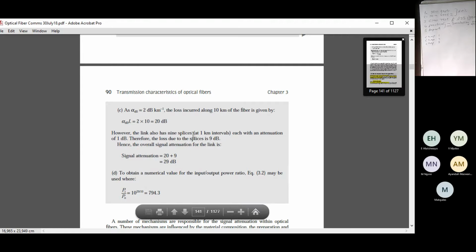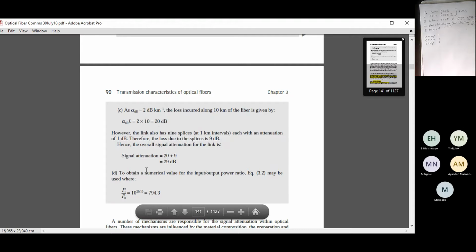However, the link also has 9 splices at 1 kilometer intervals. Now each splice has got a loss of 1 dB. Do you guys see here? Each splice has got a loss of 1 dB. So it's 9 dB for the splices. So we must add that 9 dB to the 20. That's why it's 29 dB.